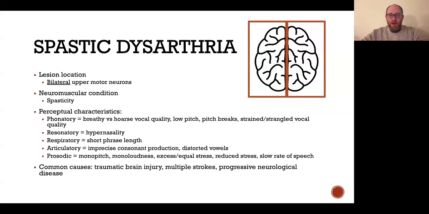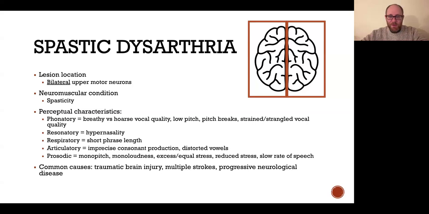And then as far as their prosodic system goes, people with spastic dysarthria tend to be monopitch, monoloud. They can have equal and excess stress throughout their productions. They can have reduced stress, and then they may have a slow rate of speech.